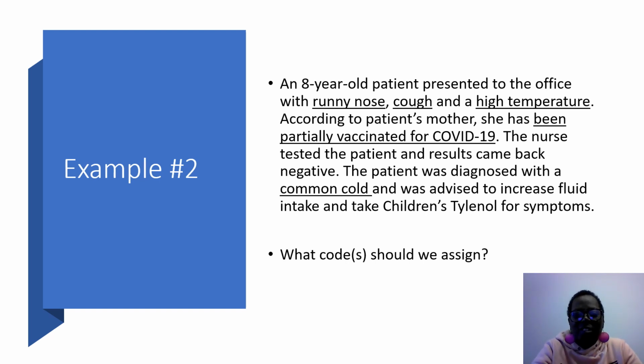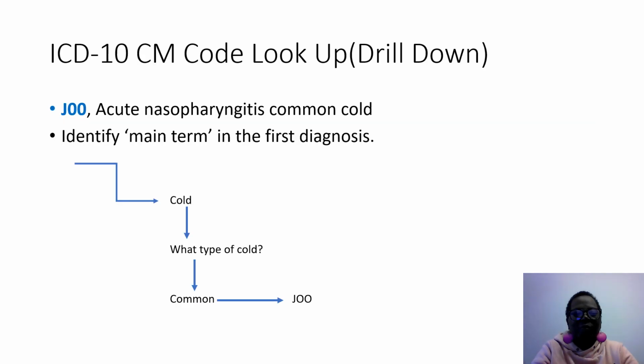The only difference is that we're going to change it to the patient being partially vaccinated for COVID-19. So again, we have an 8-year-old patient who presented to the office with runny nose, cough, high temperature, and again, according to the patient's mom, she has been partially vaccinated for COVID-19. Her test did come back negative, and the patient again was diagnosed with a common cold. And the same advisement for treatment is again fluid intake as well as children's Tylenol. So what code or codes should we assign?